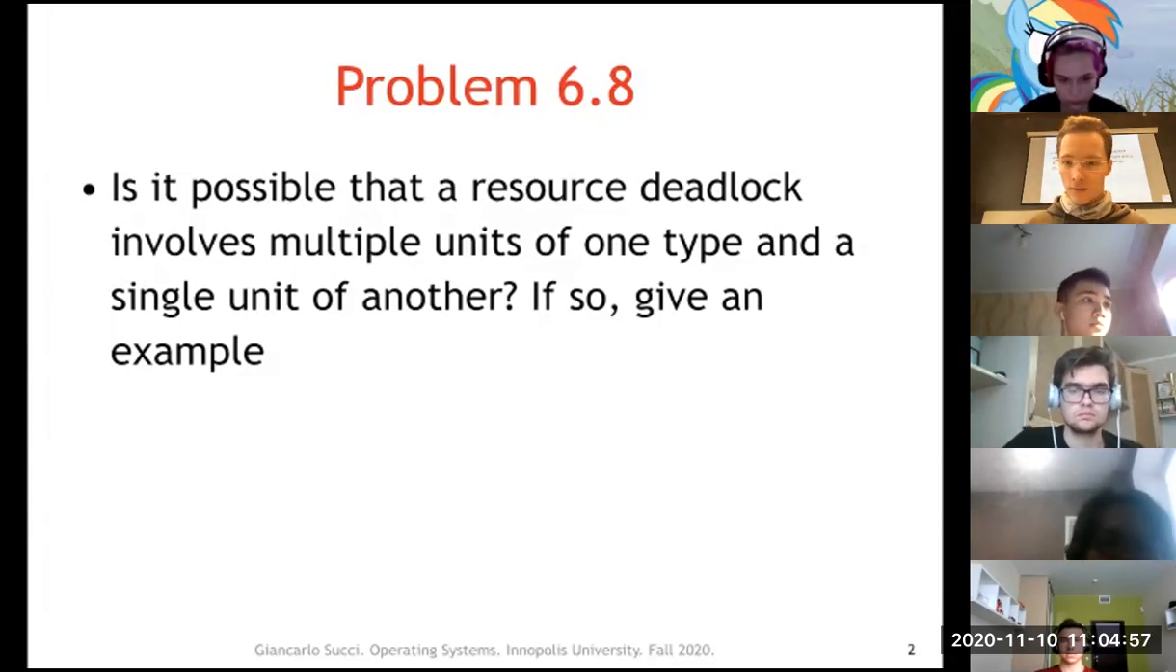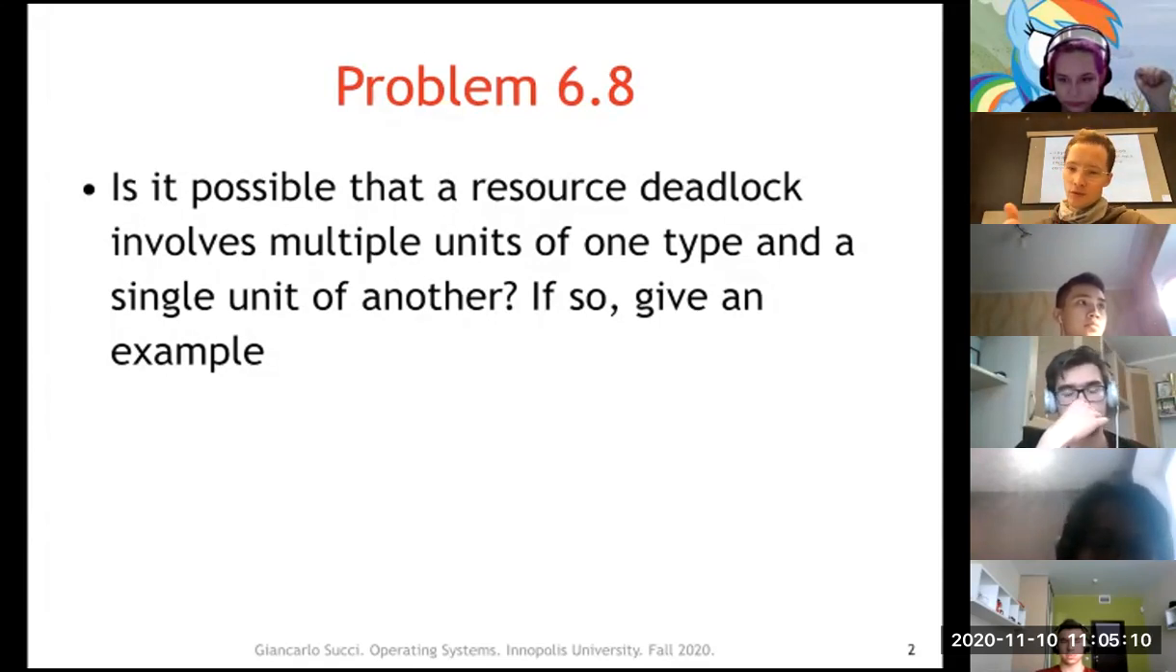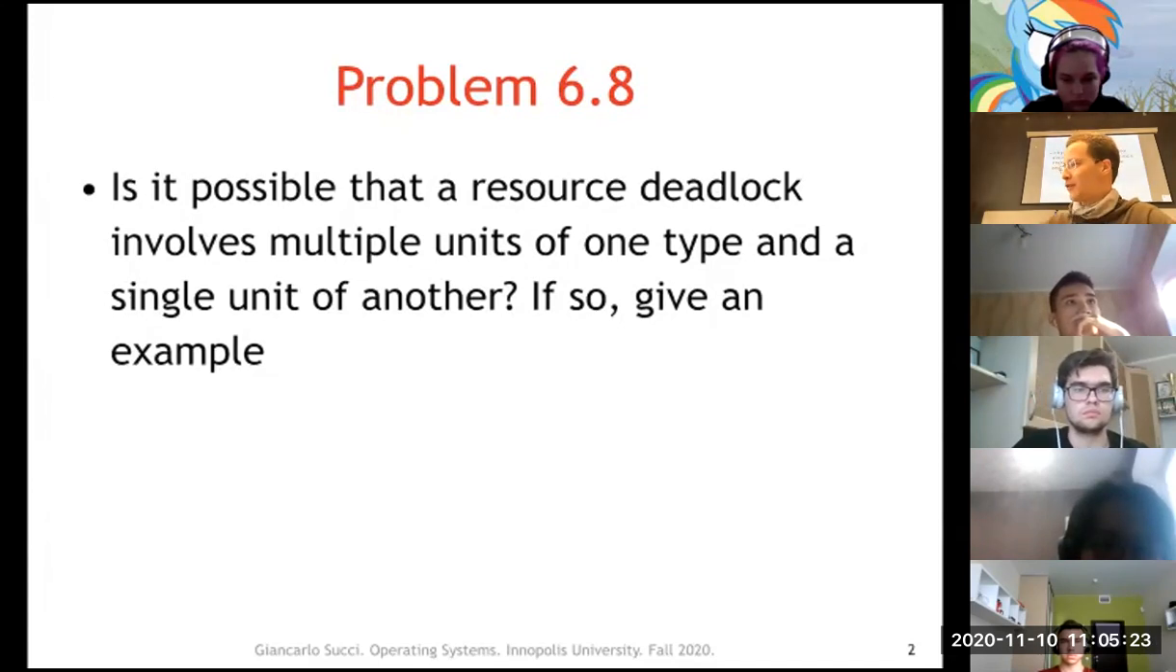So let's go to the usual part. Is it possible that a resource deadlock involves multiple units of one type and a single unit of another? It is a question to you and to you as well. Yes. Great answer. Why not? Can you provide an example? If you can come closer so they would hear you, that would be very good.